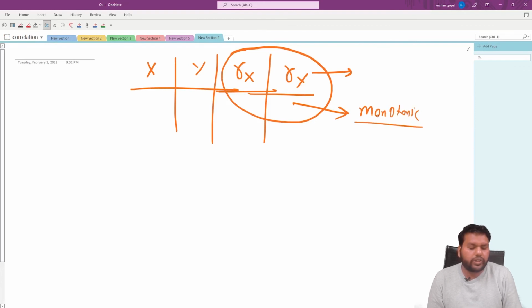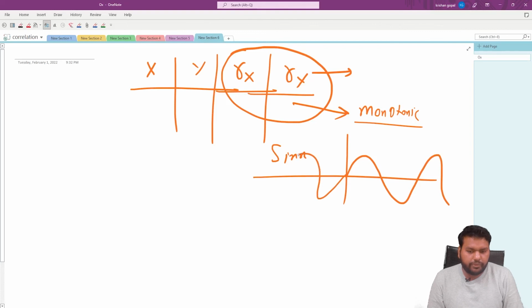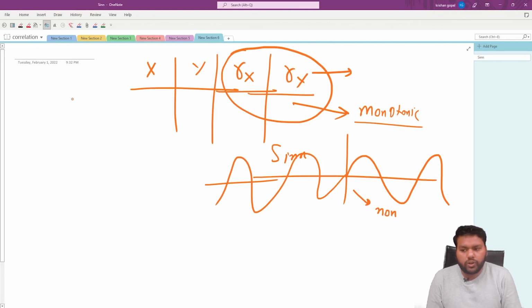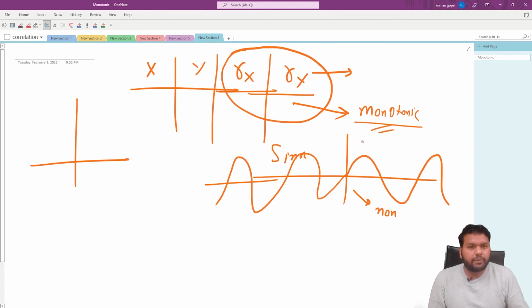Now what is a monotonic relationship? Suppose you have a sin x curve. Let's take sin x as an example. We remember the sin x curve is like this. It increases, decreases, increases, decreases. So sin x is non-monotonic. Monotonic means: if x increases, then y either always increases or always decreases. That is a monotonic relationship. So Spearman correlation works with the monotonic relationship.